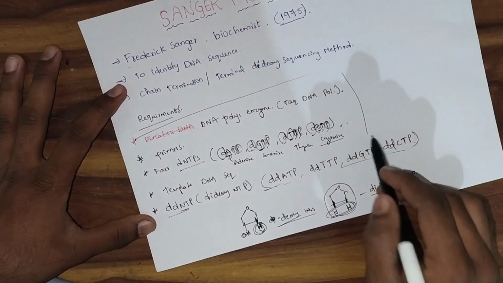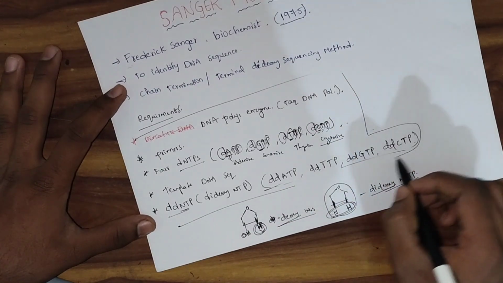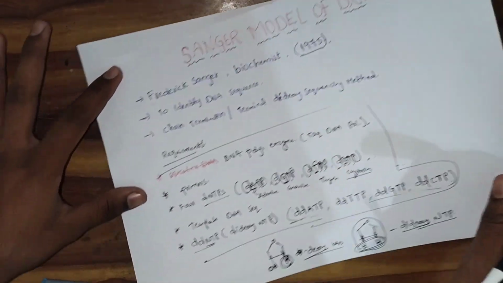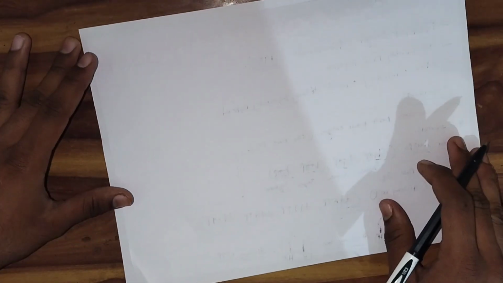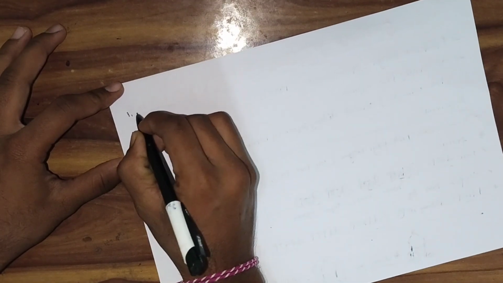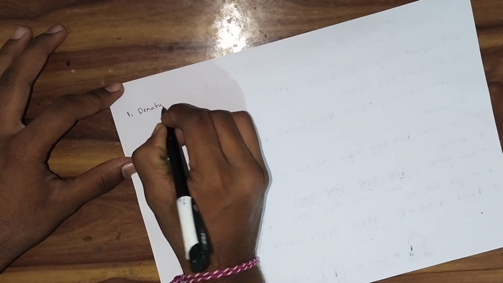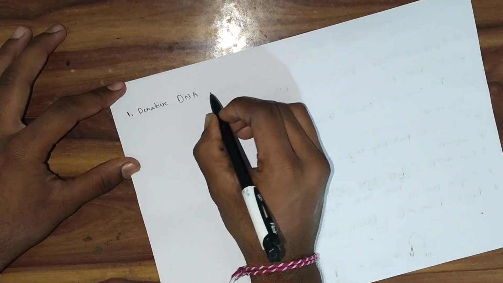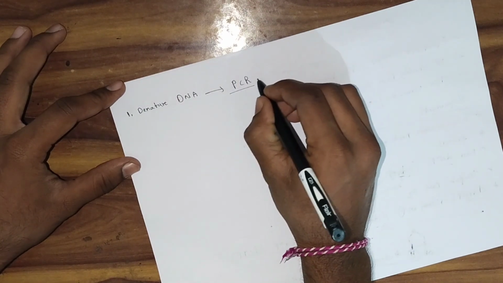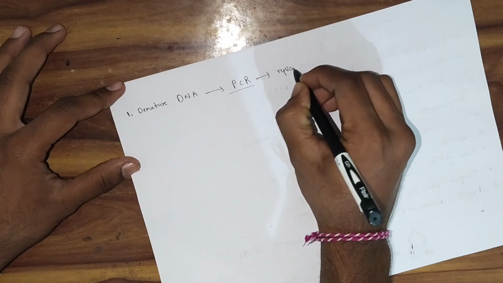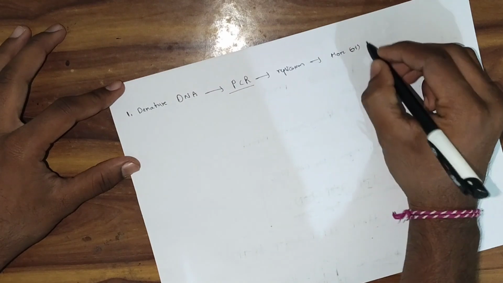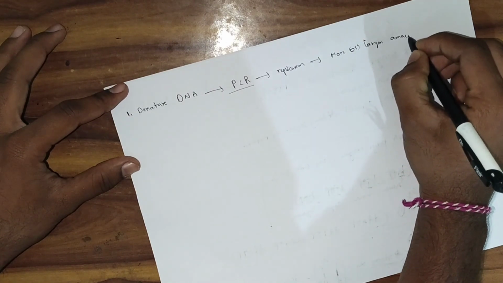With these requirements we can explain the Sanger method of DNA sequencing. First of all, we take denatured DNA and place it under PCR, polymerase chain reaction. It is used for replication and forms a larger amount of DNA.